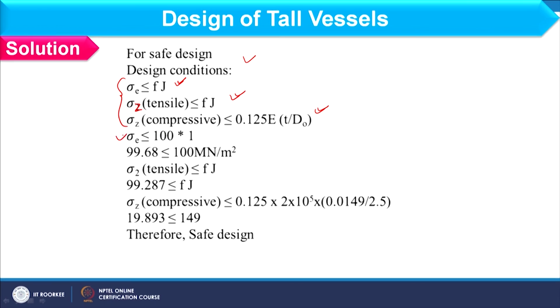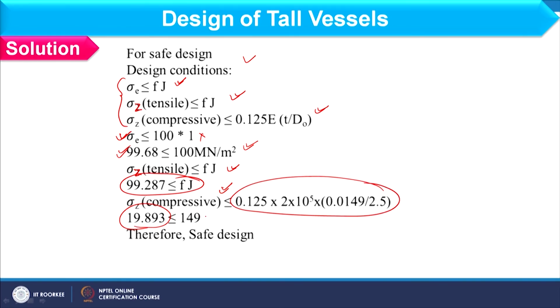So, let us see first for equivalent stress. That value is 99.68, it should be less than 100 into 1. So, it is already less than that, and the design is satisfied. Further, sigma z tensile should be less than or equal to Fj. This condition is also satisfied, and for sigma z compressive the value is coming as 19.893, and if we calculate the limit, it will come out as 149. So, in this way we can consider that all stresses are below the permissible limit and our design is safe.